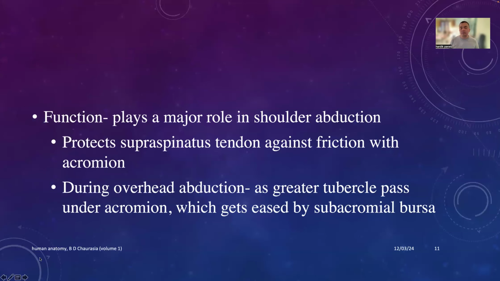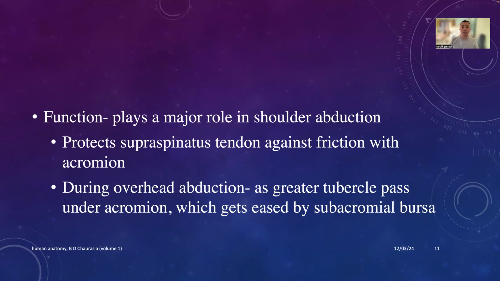So the function, as we know, is that a bursa does shock absorption. Here this bursa plays a major role in shoulder abduction. How? It protects the supraspinatus tendon against friction with the acromion. If the bursa is not there, whenever you do overhead abduction, repeatedly this supraspinatus tendon will get friction beneath the acromion process, and that can give rise to damage to the supraspinatus tendon.